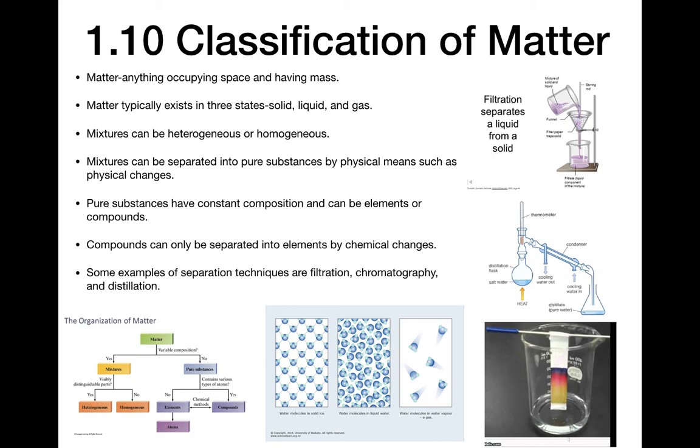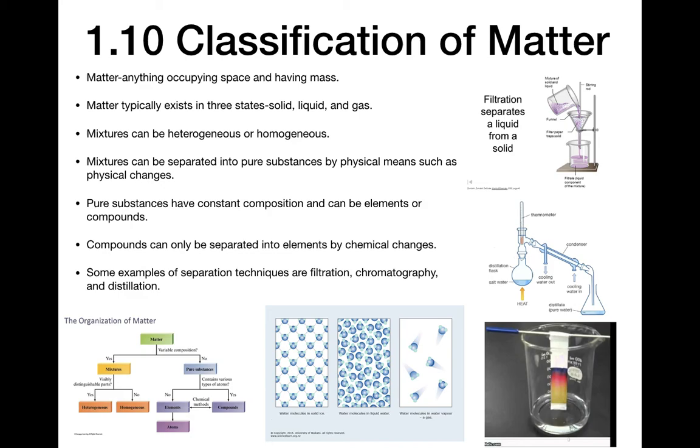A pure substance can either contain various types of atoms, in which case it's called a compound. A typical compound would be water. Water does not have a variable composition, but it does have more than one type of atom. Or it could have only one type of atom, in which case we call it an element. So copper is an element. Copper does not have variable composition, but it only contains one type of atom.